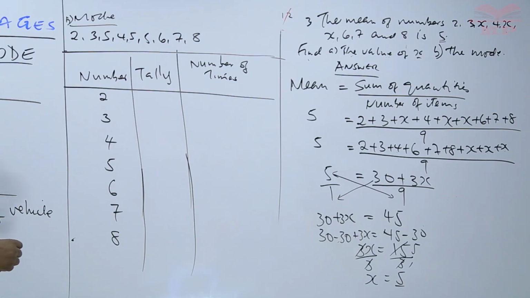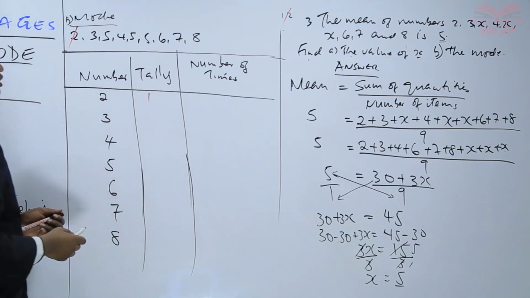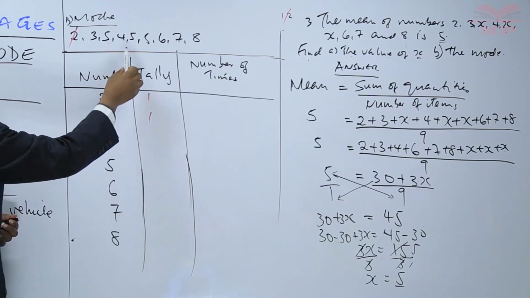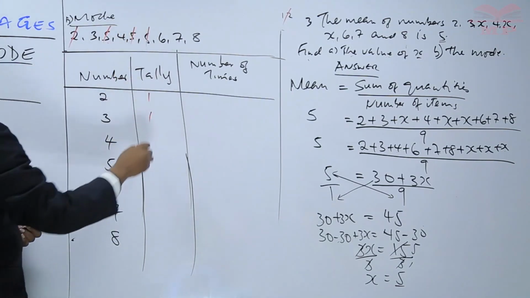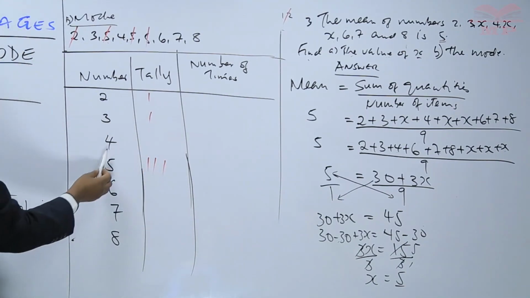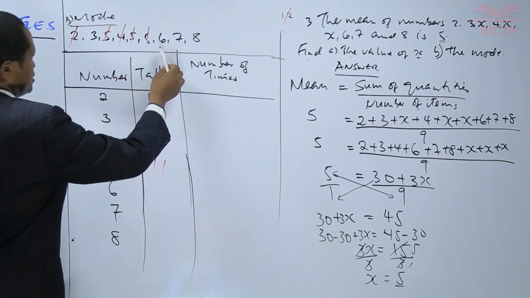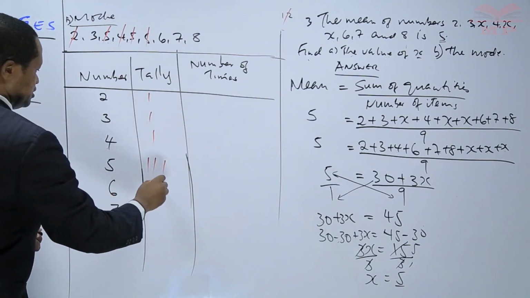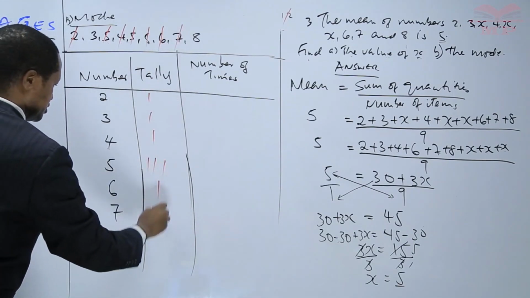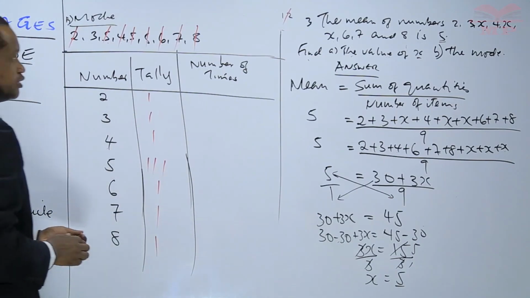Then we tally. 2 appears how many times? 2 appears once. 3 appears how many times? 3 appears once. 4 appears once. 5 appears 1, 2, 3. 6 appears once. We tally here once. 7 appears once. We tally once. 8 appears once. We tally once.